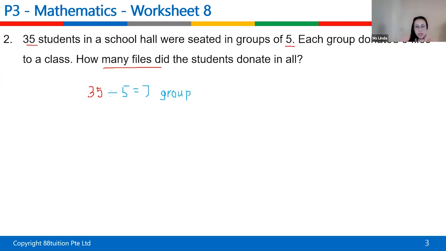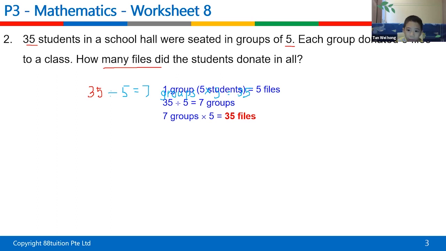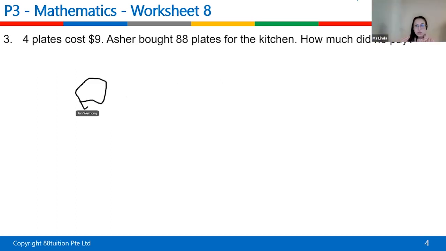So 7 groups times 5. Very good. And we come back to the same answer, 35. Very good. Very straightforward. Okay. Good job. Number 3. Oops. Clear that off. Oh my God.